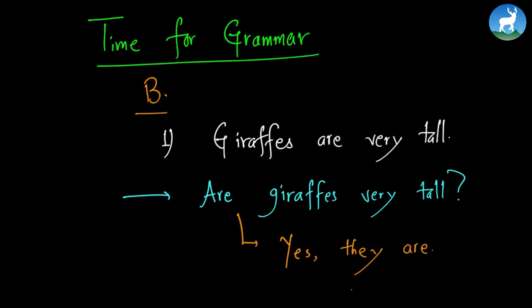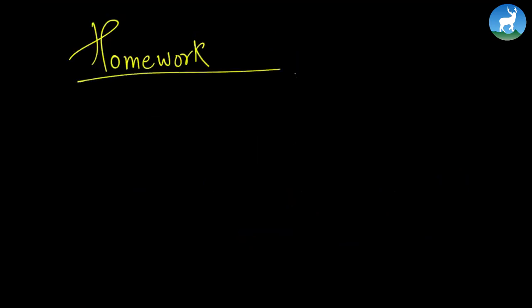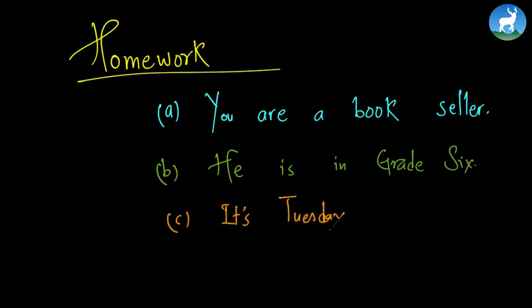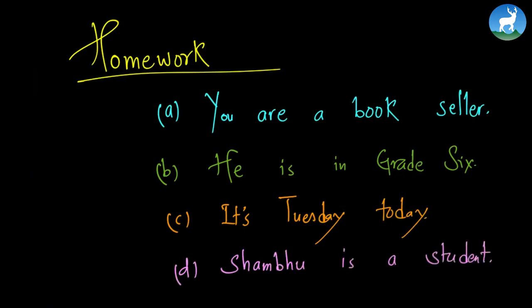I'm going to give you some homework, and the homework is going to be changing these statements into interrogative ones. You don't have to write the answer, by the way. That's entirely up to you. In the homework section, I want you to change these sentences into interrogative ones. You are a bookseller. Another statement: he is in grade 6. One more statement: it's Tuesday today. Okay, last one for you: Shambhu is a student. Your task is to transform these assertive sentences into interrogative ones.